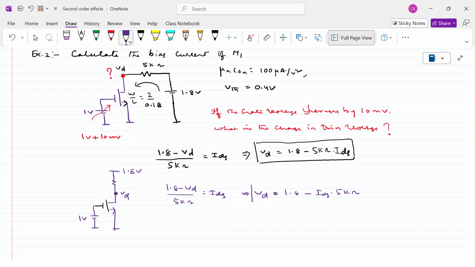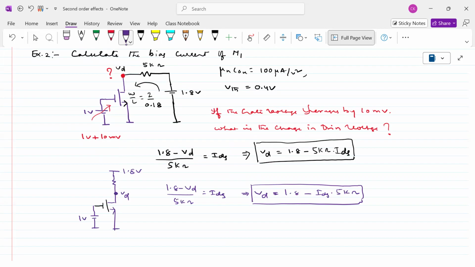So if you want to say that the MOSFET is in the saturation region or linear region, what is the condition? If you want to say the MOSFET is in saturation or linear region, what should we say?